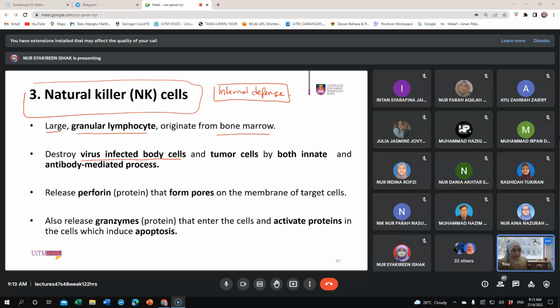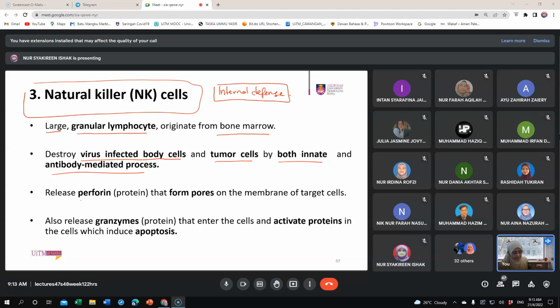The NK will not directly destroy the pathogen, but it destroys infected body cells, virus-infected body cells, and also tumor cells by both innate and antibody-mediated processes.